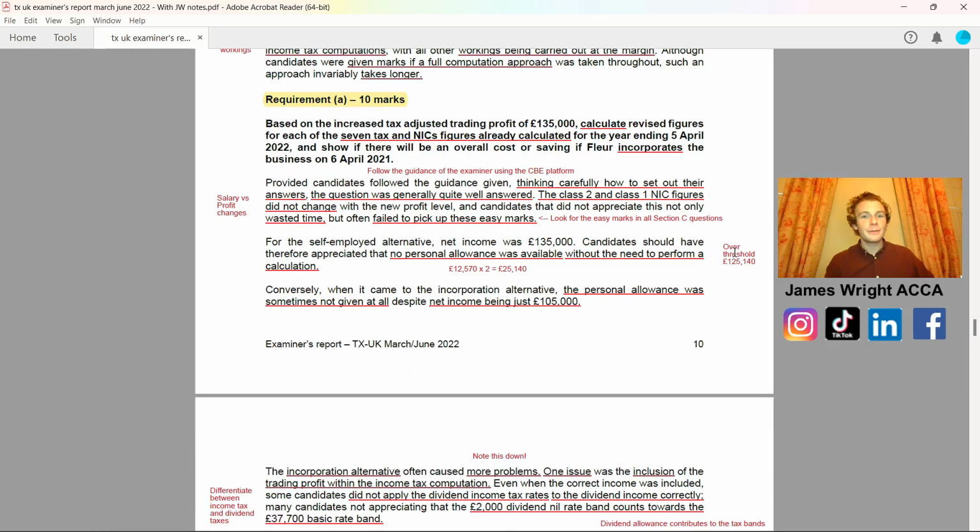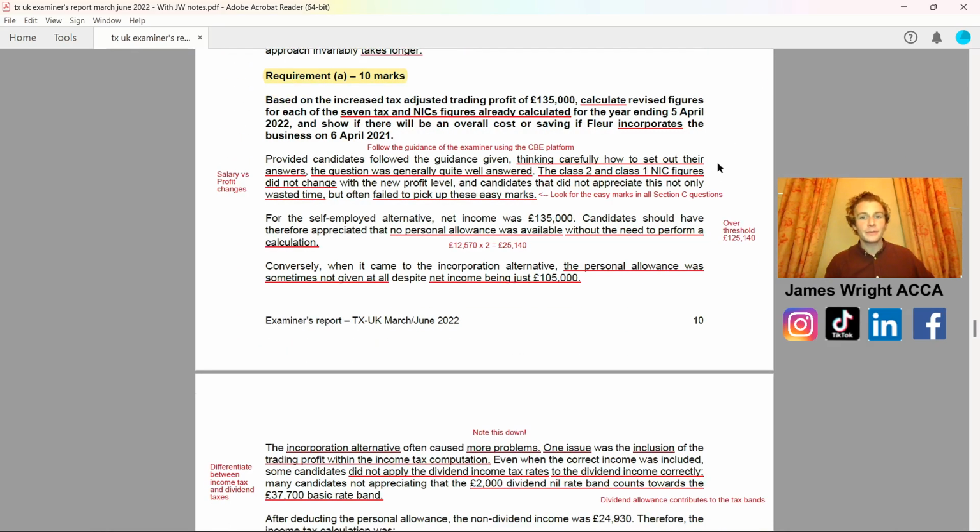This is where we go into a bit more detail as to what came up in the question, where we were asked to calculate the taxes and the national insurance, whether if she was to incorporate or not, based on an increased trading profit of 135,000. So follow the guidance using the CBE platform. We have the salary versus profit changes on here. Thinking carefully how to set out your answers. This is what the external examiner is trying to tell you now.